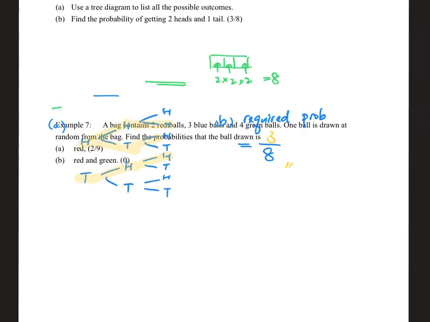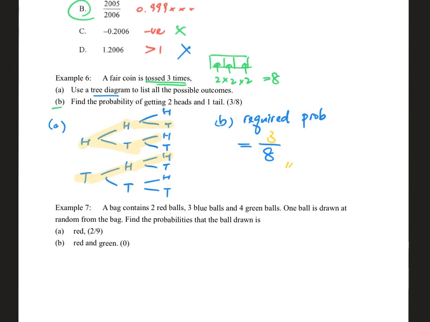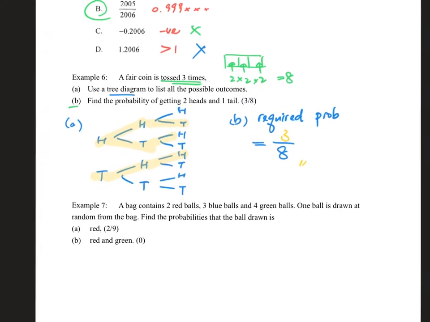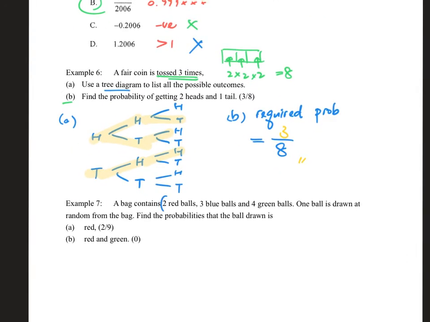Another one which is even simpler would be example 7. As my habit, I would be writing the total number of outcomes first. You have 2 red, 3 blue, 4 green, totally 9 results. One ball is drawn from the bag, and you want to know the probabilities of.